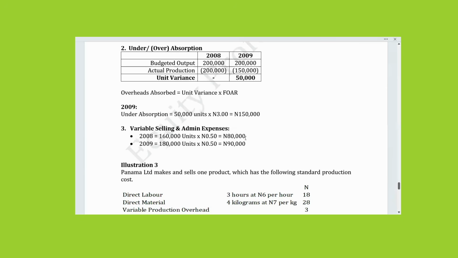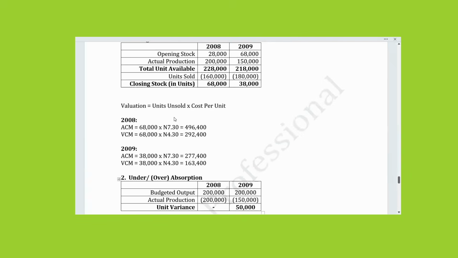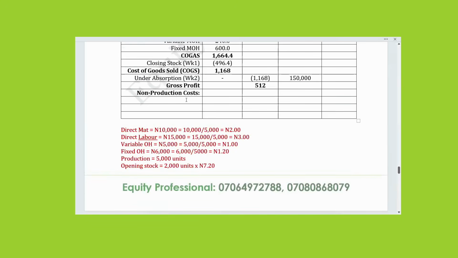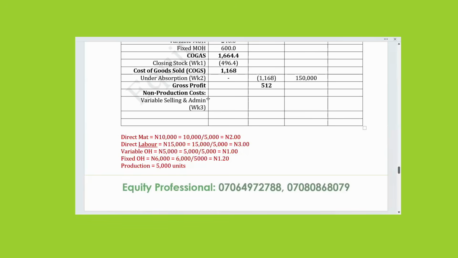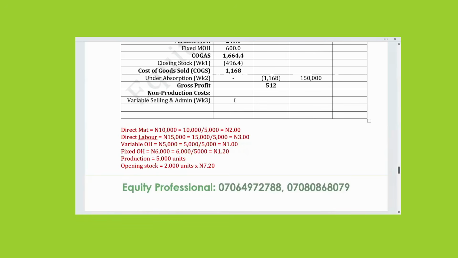All right. So now that we have variable selling and admin expenses for 2008 to be 80,000, let's go and post it. So I will then come here, variable selling and admin, working number 3. Okay. So we got 80,000 naira.